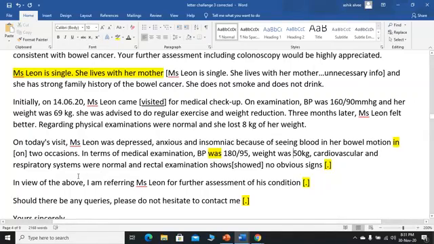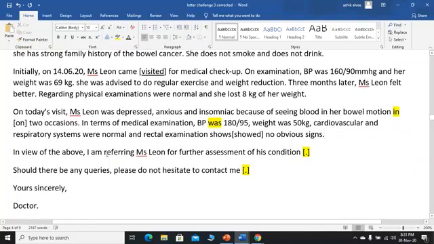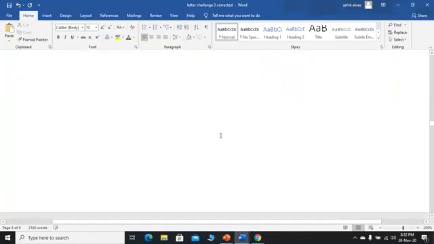Cardiovascular and respiratory systems were normal and rectal examination shows, it's not shows, it showed no obvious signs. And again a full stop is missing. This person has forgotten to use punctuations. Okay, in view of the above, I am referring Leon for further assessment of her condition, not his. These are very silly mistakes. And again full stop is missing. Please don't hesitate to contact me. Full stop is missing. Okay, let's move on to the next letter.